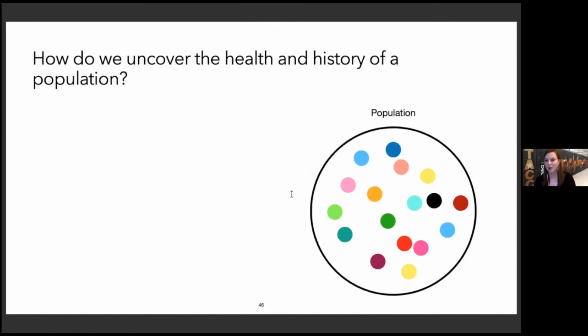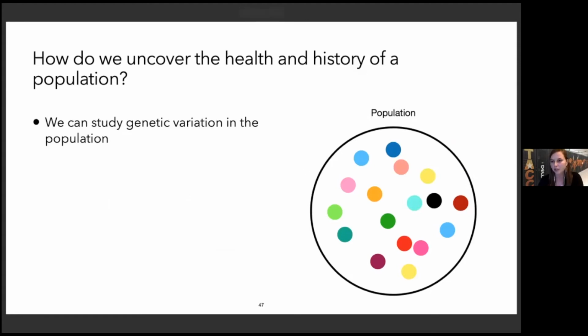And so, I've told you that we're concerned about populations that have little diversity. So you might be wondering, how do we uncover the health and the history of a population that we're interested in? So for this, I'm just, again, thinking of a population here as a mix of dots, but you can imagine them to be whatever your favorite species is. So these are all just individuals that vary in some way.